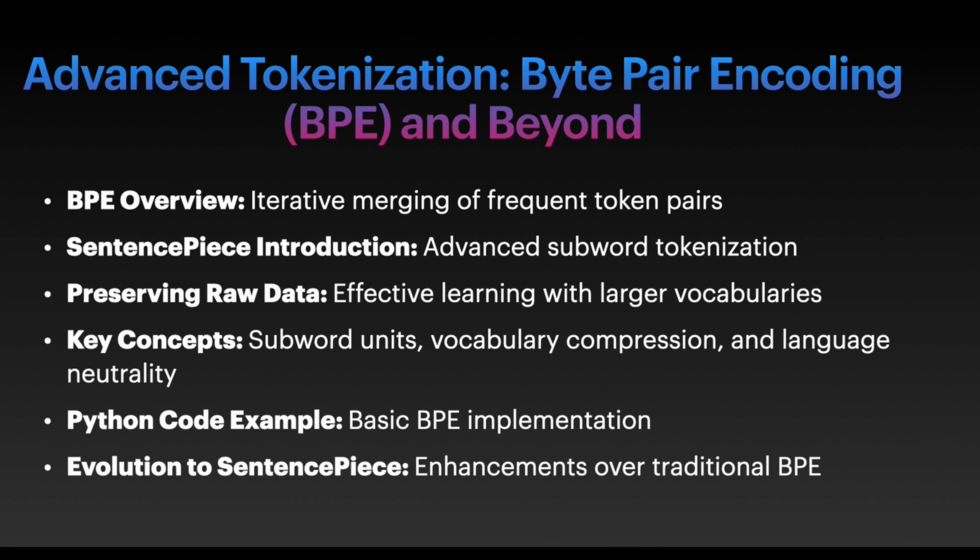Now, as we transition from BPE to SentencePiece, we see several enhancements. SentencePiece can handle a larger vocabulary and provides a better representation of text data, which is crucial for effective learning in language models. It's these advancements that make SentencePiece a powerful tool in the NLP toolkit. By understanding BPE and SentencePiece, we gain insight into how tokenization has evolved to meet the demands of modern language processing.